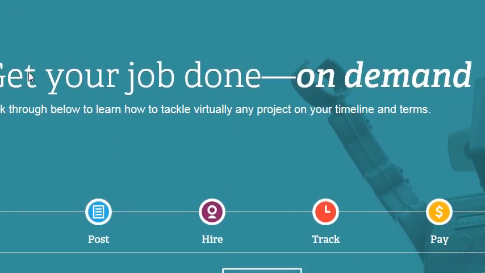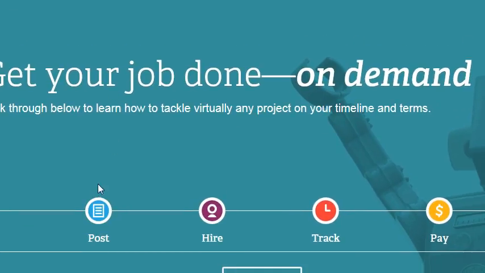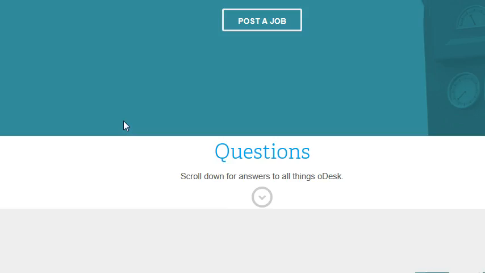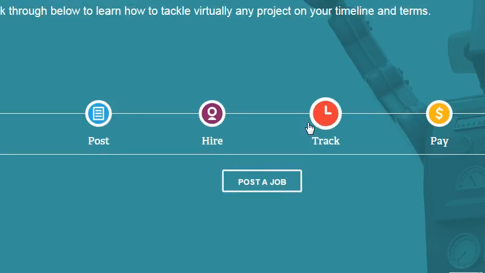And basically this is the whole process. It says get your job done on demand. Basically what you do is you post the job. You post a job, you hire someone, you can track all their work. So what they do is that while they work in an environment where it's a screen share, so you can see every step of the way. You can see them do everything, okay?